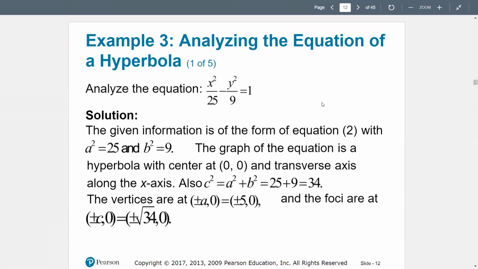Yeah. Okay, so here's our next example. We're given x squared over 25, which means we have an a squared equal to 25, and we have minus y squared over 9, so a b squared of 9. We're going to solve and find c. So c squared is equal to 34. You can take a look at what your vertices and your foci are going to be down at in the last sentence there.